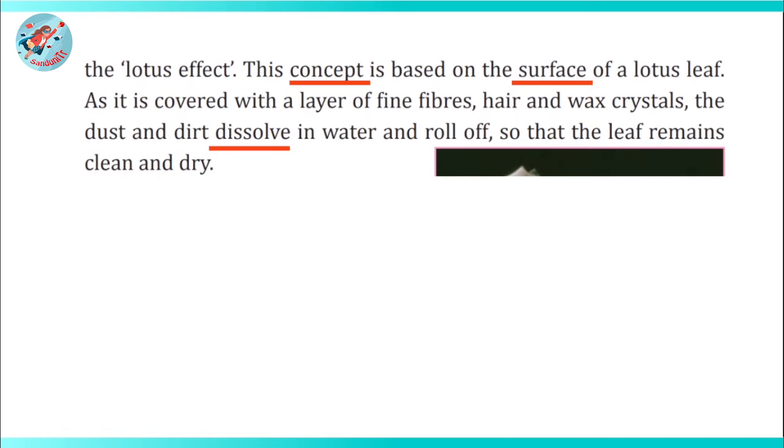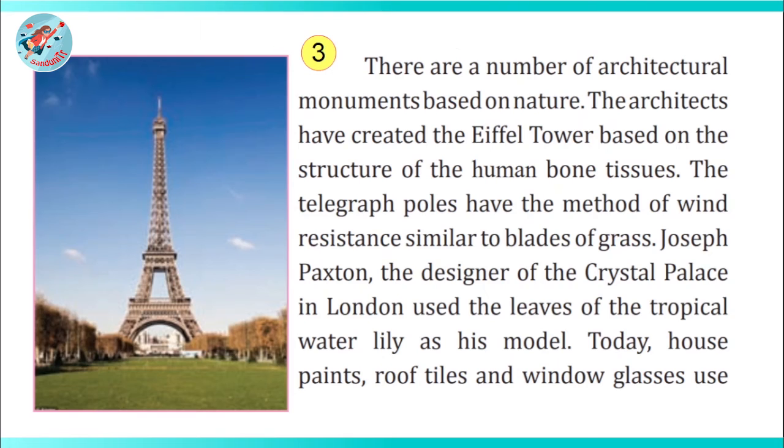Right. We will read that paragraph once again. Read the text with me. බලන්න ආයෙත් මාත් එක්කම කියවලා මේ ටෙක්ස්ට් එක ඔයාලට පැහැදිලිද කියලා. There are a number of architectural monuments based on nature. The architects have created the Eiffel Tower based on the structure of the human bone tissues. The telegraph poles have the method of wind resistance similar to blades of grass.